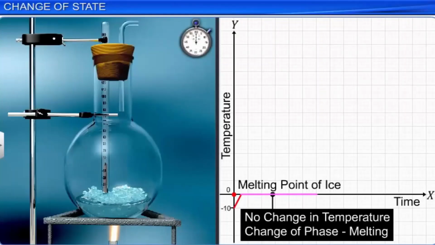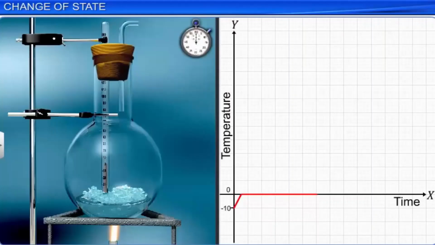The temperature at which the solid and liquid states of a substance are in thermal equilibrium with each other is called melting point. Thus, the melting point of ice is 0 degrees Celsius. In this case, the heat supplied is utilized to increase the internal energy of the substance.